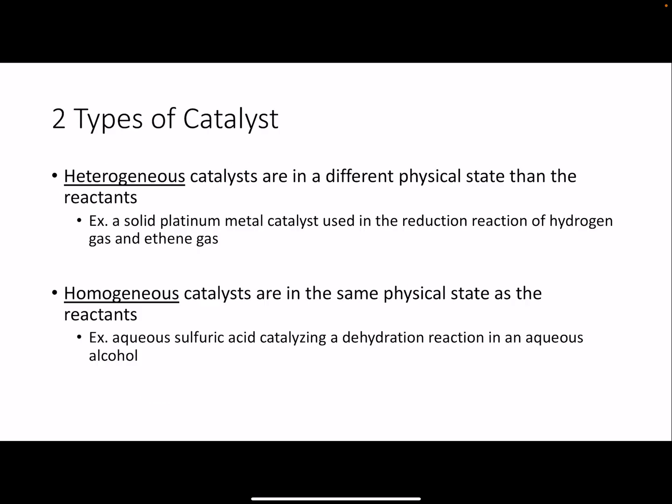So in practice, there's two types of catalysts. A heterogeneous catalyst is one that's in a different state than the reactants. Example, if you're doing a gas reaction using a metal catalyst, right, they're in different states. And then a homogeneous one is where they're in the same state. So aqueous sulfuric acid catalyzes aqueous alcohol reactions. So they're both aq, which means they're in the same state. Right? And that's just a classification.